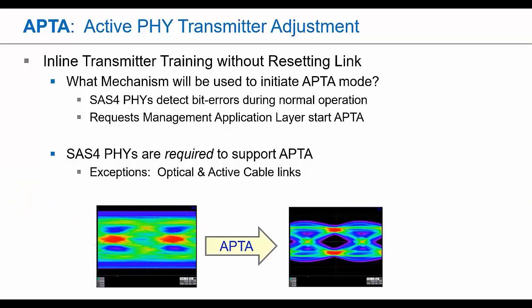Just a few more key changes. APTA, or I call it APTA because it's easier. It brings the same basic concept to the TX training, on the fly, in-band transmitter training without resetting the link. The motivation here was to make SAS 4 more adaptive to changing conditions in the storage enclosure. Could be temperature, more likely bit errors detected at the PHY layer are going to trigger this mode. The spec really doesn't define when you would initiate APTA, so that's vendor proprietary. It does require that all SAS 4 devices support it, so it's a required behavior.